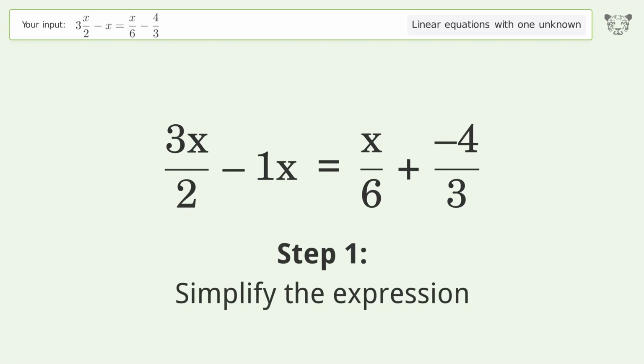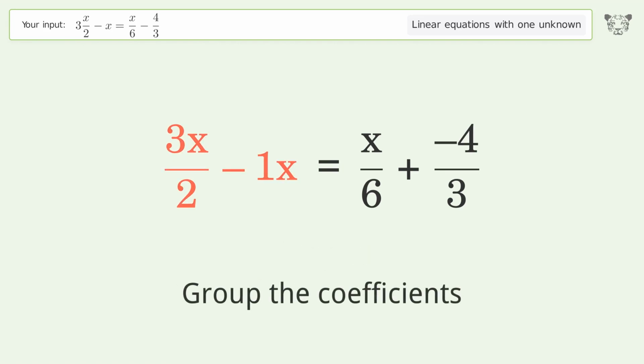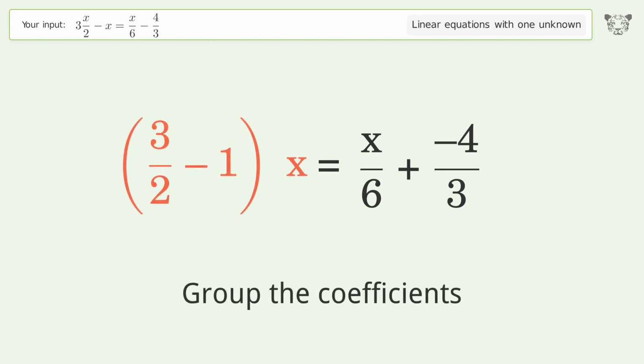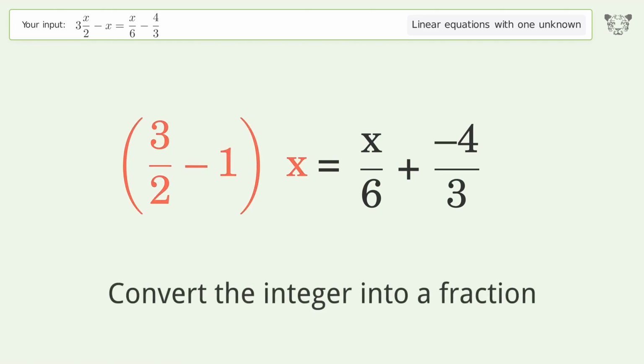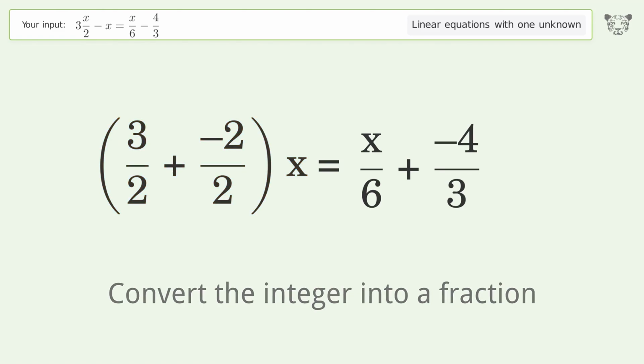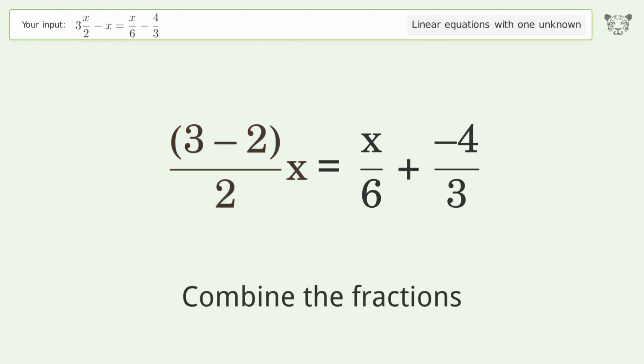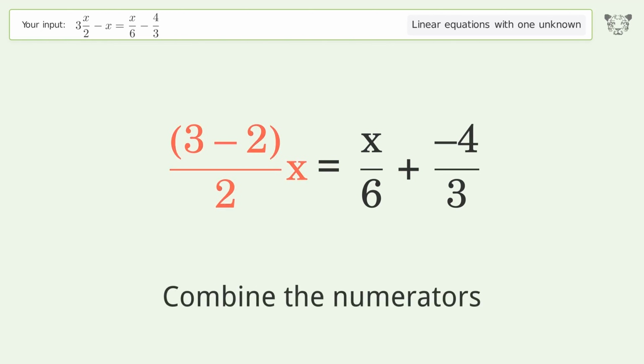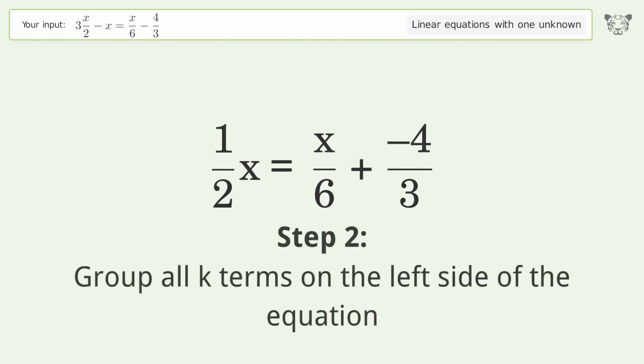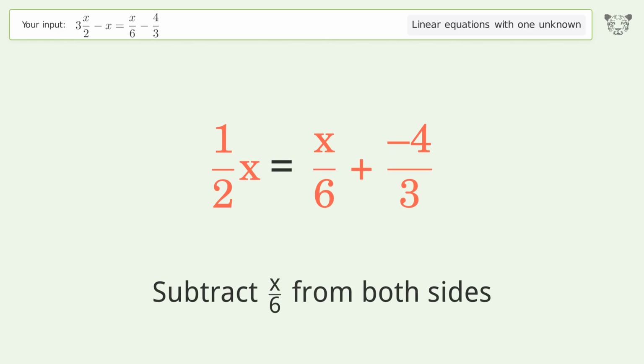Simplify the expression. Group the coefficients. Convert the integer into a fraction. Combine the fractions. Combine the numerators. Group all k terms on the left side of the equation. Subtract 10/6 from both sides.